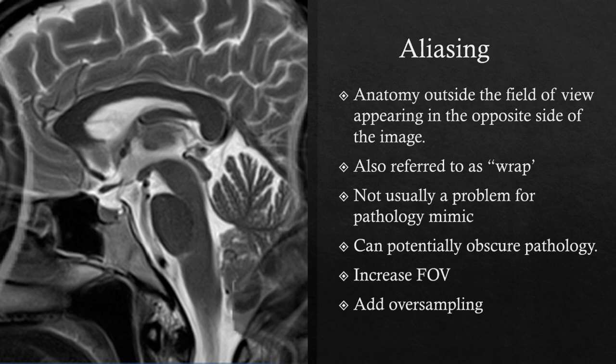How to fix it? What we can do is increase our field of view. That does tend to increase SNR. And again, oversampling, so acquiring extra data outside and then discarding it from your overall image. This also does increase SNR a little bit and also adds a time penalty.